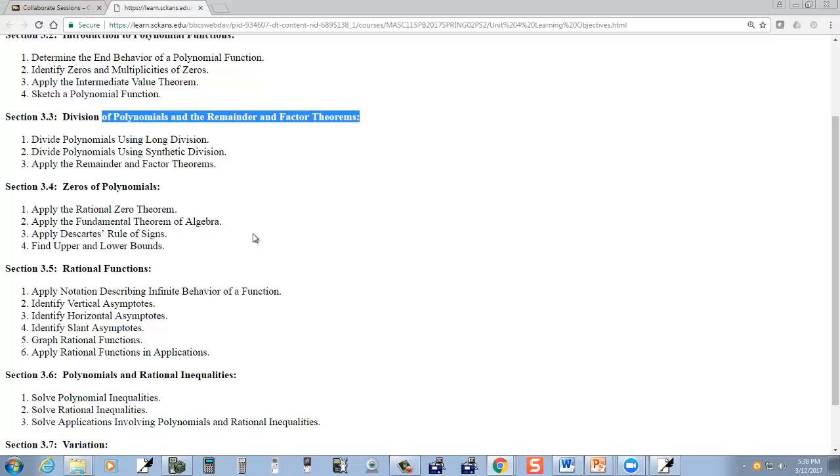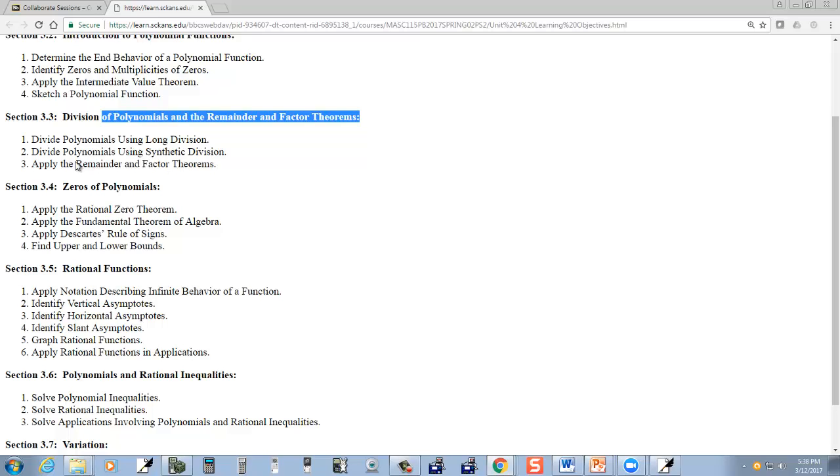Some people say, well, I like synthetic division because it's just adding and multiplying. That's all it really is. Yeah, it's basic math, but you can't do it all the time. The only time you can do synthetic division is when you divide by x plus a number or x minus a number. Those are the only times.